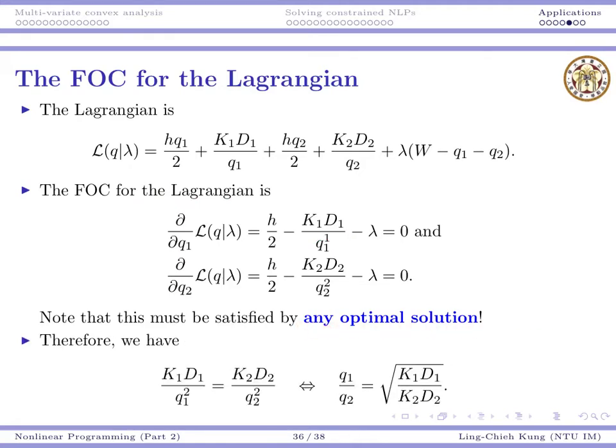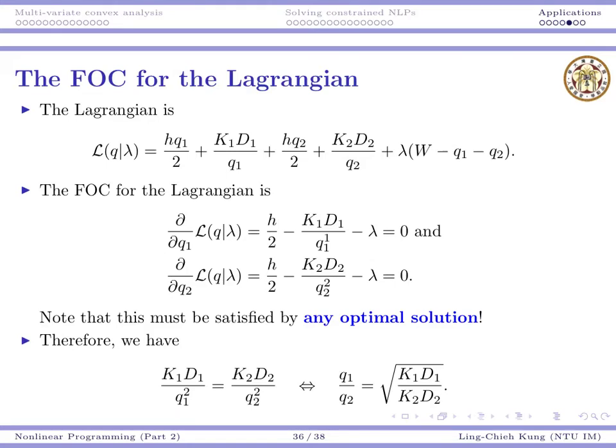So, in any case, if Q1 and Q2 is an optimal solution, then we need to have this equality. For this particular term, we can say that K1 D1 over Q1 squared equals lambda minus 2h. And here is the same thing, right? This term must equal h over 2 minus lambda. So these two things must be equal if we want to satisfy these two equalities.